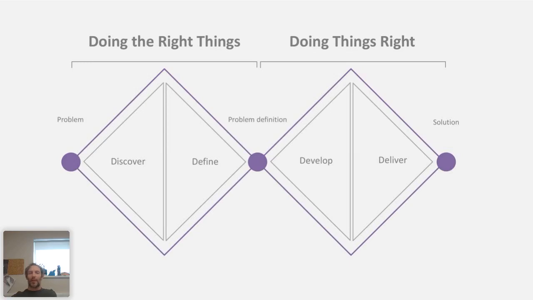So that's the double diamond, and it's a good illustration of design process, splitting it really into four basic stages: discover, define, develop, and deliver. For today, we're really going to concentrate on the discover and the define stages. Discover and define, as you can see above there, are doing the right things before you get into doing things right.